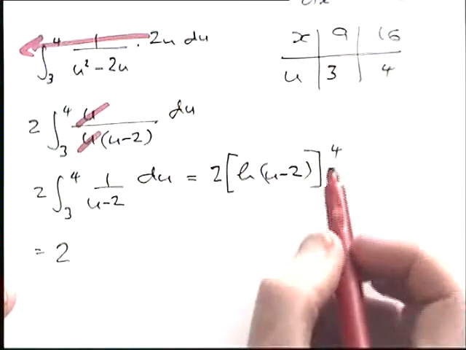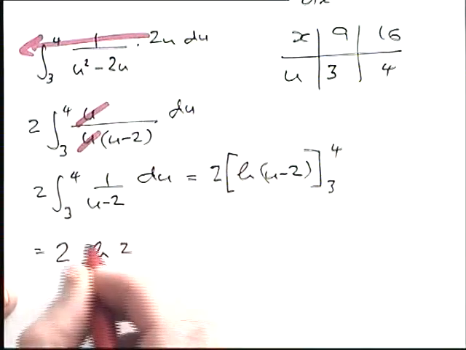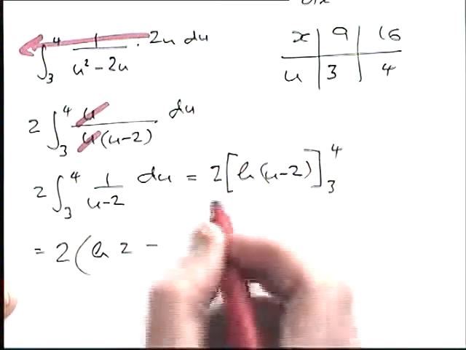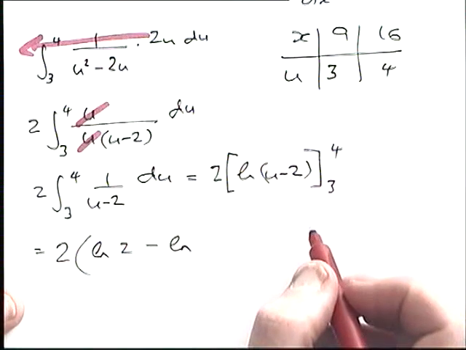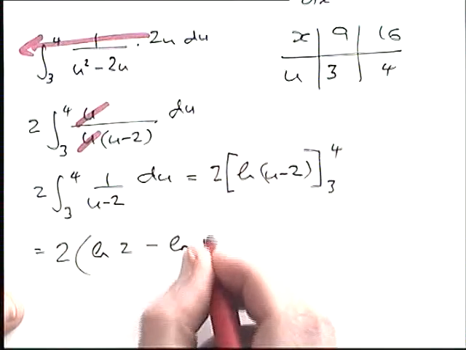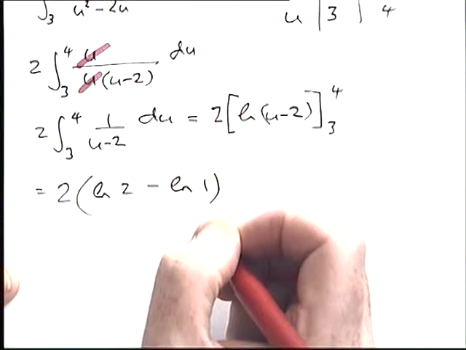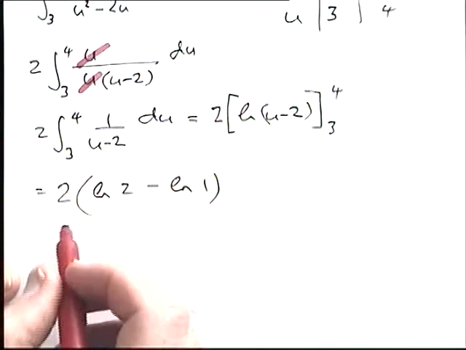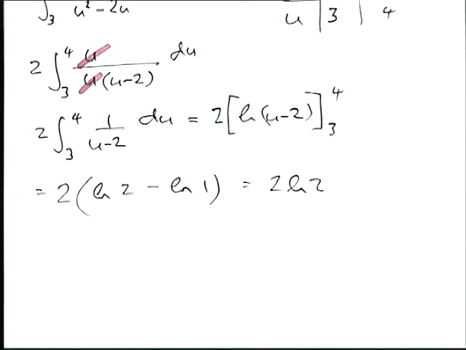What am I going to get when I substitute my 4 in? I'm going to get log of 2. Yeah, 4 minus 2 is 2. Then I take away and do my other substitution. What am I going to get when I substitute 3 in? Log of 1? Yeah, 3 minus 2 is 1. What is log of 1? Log of 1 is 0. Yeah. So all you've got here is 2 log 2. And that should be the answer to that question.